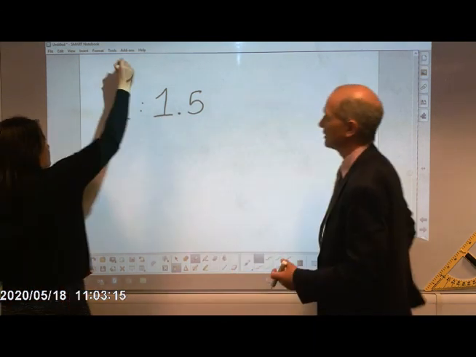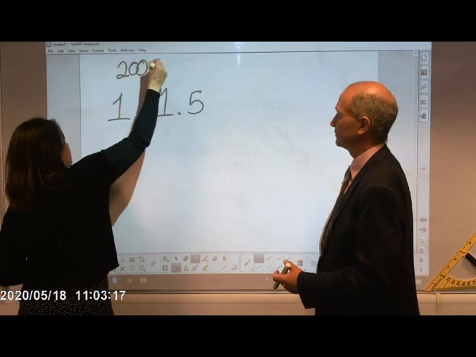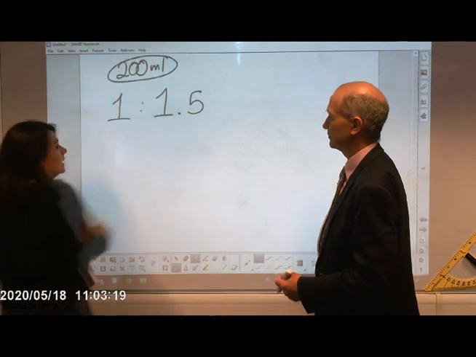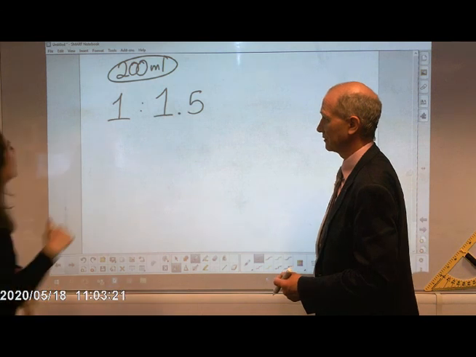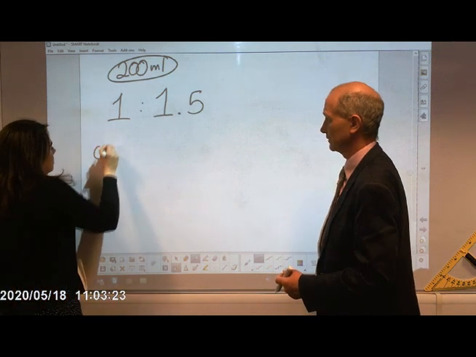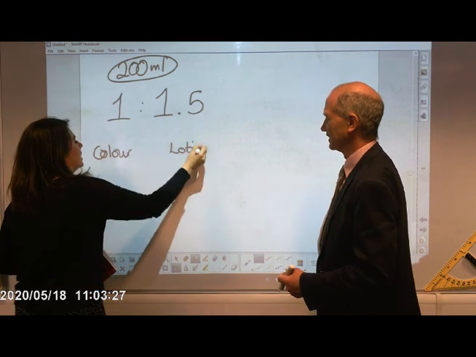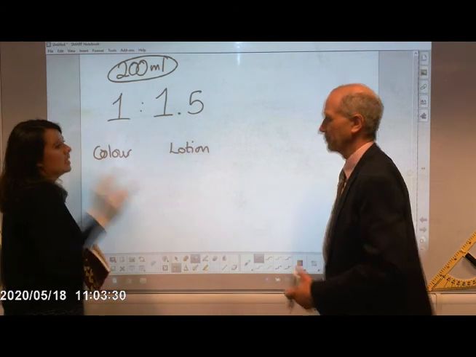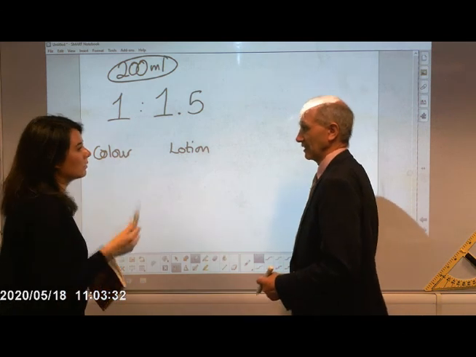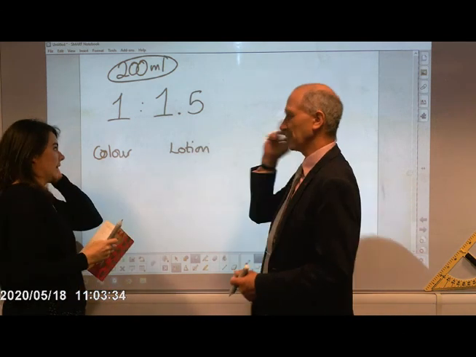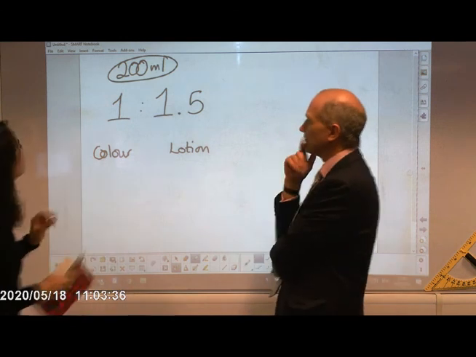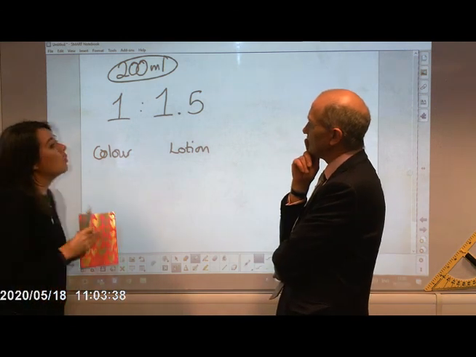So, we're still asking for 200 millilitres in total. But now my ratio of colour to lotion or developer is 1 to 1.5. Now that is too difficult. We can't be dividing by decimals. We don't like dividing by decimals.